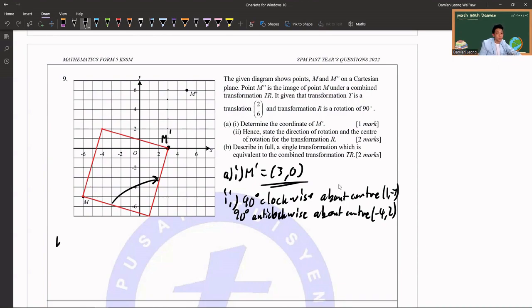Then for part B, I just want one transformation from M to the M prime here. Okay, from the M to M prime here, which, let me see, let's see if there's more than one choice.